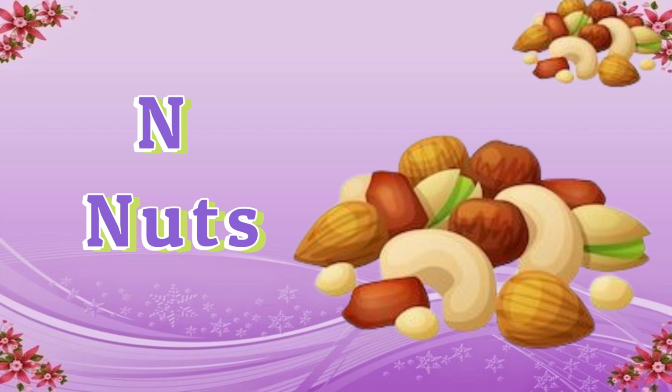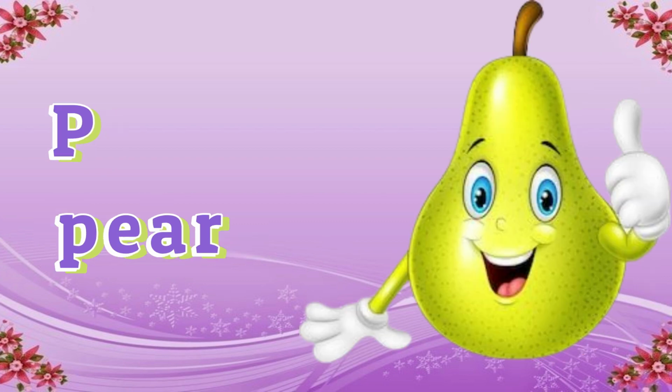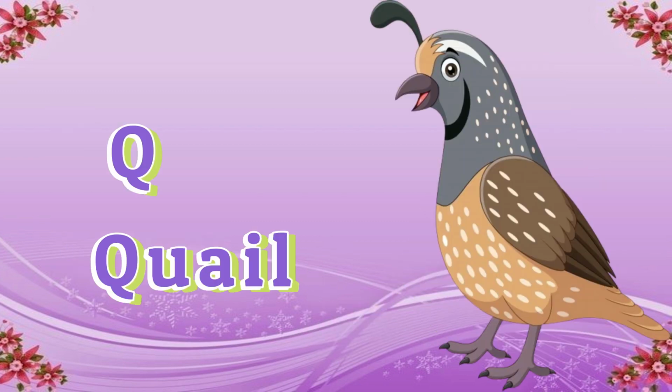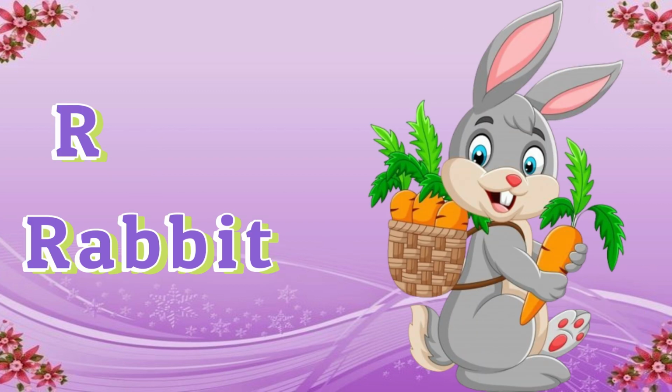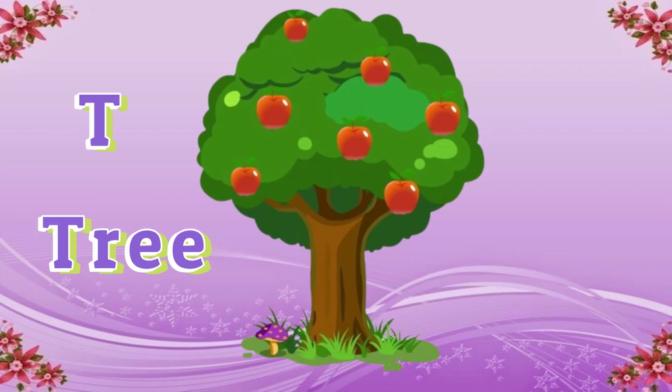N for nuts. O for onion. P for pear. Q for quill. R for rabbit. S for strawberry. T for tree.